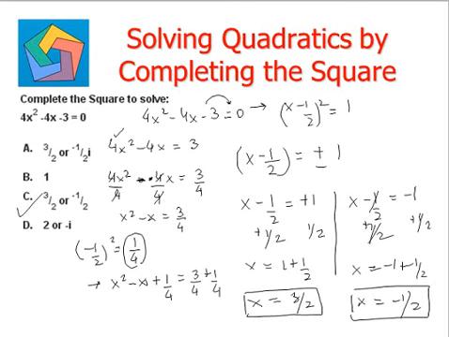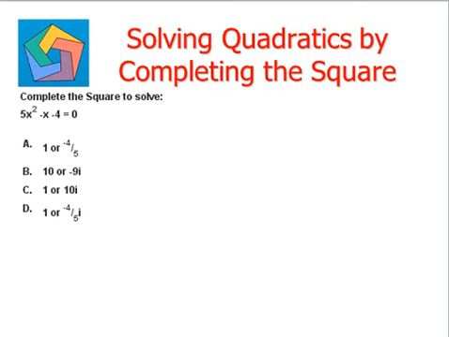Let's try the next question. Complete the square to solve, and we're given the equation 5x squared minus x minus 4 equals 0. The first step is to move the 4 to the other side. So this becomes 5x squared minus x equals a positive 4.